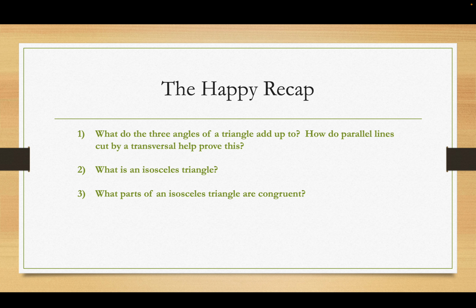What's an isosceles triangle? What makes it special? Two sides are equal, two legs are equal. And if the two legs are equal, then the angles opposite them, or the base angles, are going to be equal as well. So what parts are congruent? The legs are congruent to each other. The base angles are congruent to each other. There is a special type of isosceles triangle called an equilateral triangle. That's when all three sides are equal. But for isosceles, you only need two to be equal.